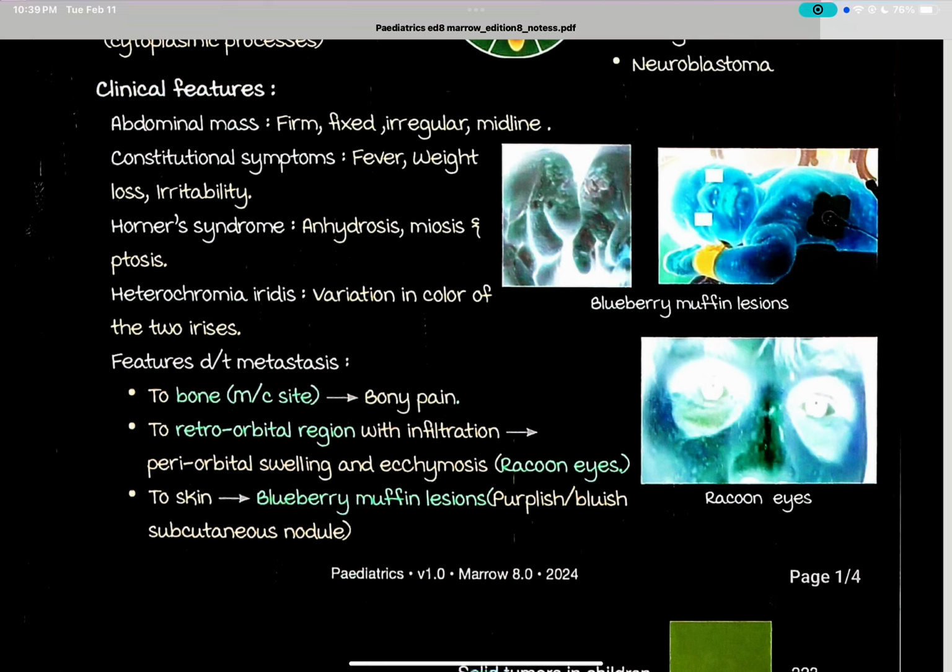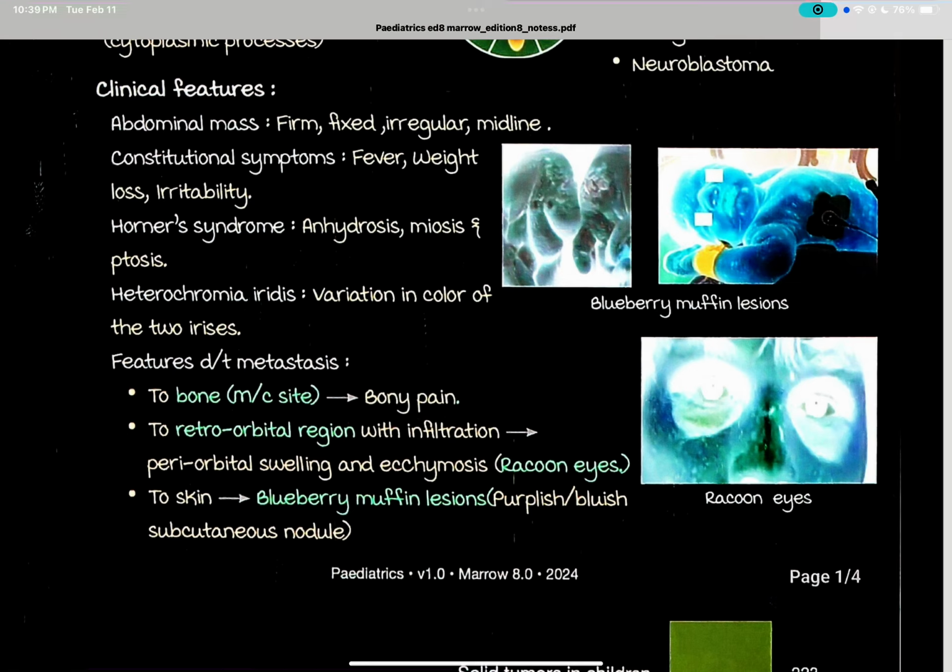Constitutional symptoms: fever, weight loss, irritability. Horner syndrome: anhidrosis, miosis, and ptosis. Also heterochromia iridis, a variation in color of the two irises.